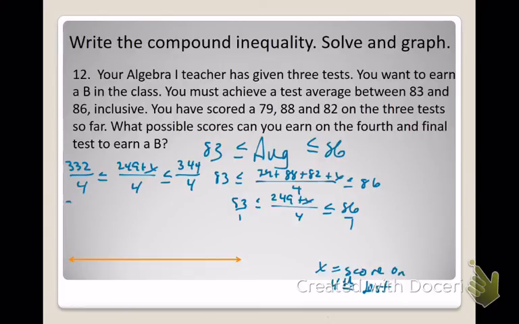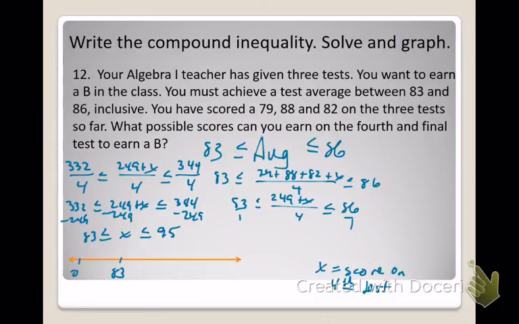And then I'm going to drop the denominators because I don't need them anymore. Then I'm going to subtract 249 from everybody. And so this is going to be 83 is less than or equal to x, which is less than or equal to 95, which means that in order to maintain this B, you need to get anything anywhere from an 83 to a 95 inclusive, which means that we'll take equal to. And there you go. Okay?